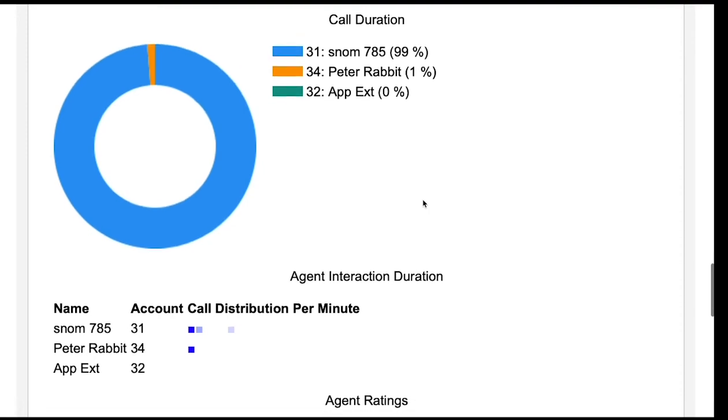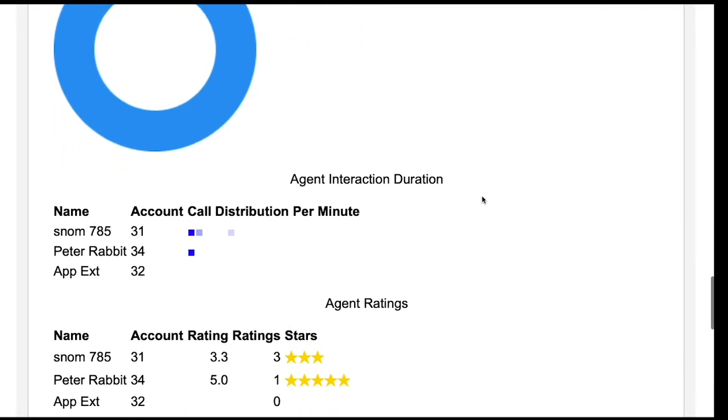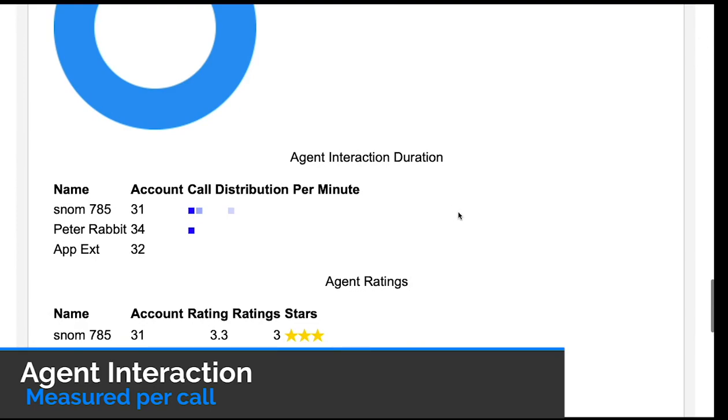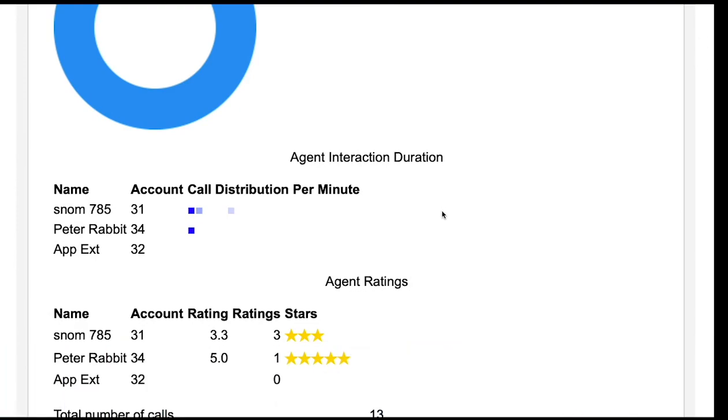Then the next chart shows how long the agents were actually talking per call. This is the call distribution per minute graph. Here you see that for our account 31, most of the calls were just 1 minute, but there was one call that was 2 minutes, and there were a couple of calls, well, the next one was, I think, 6 or 7 minutes long. This is a primitive demo here, but in a more busy call center you can see how long agents are talking on average. Maybe they're talking too long or too short, so you can see by this graph what's going on.